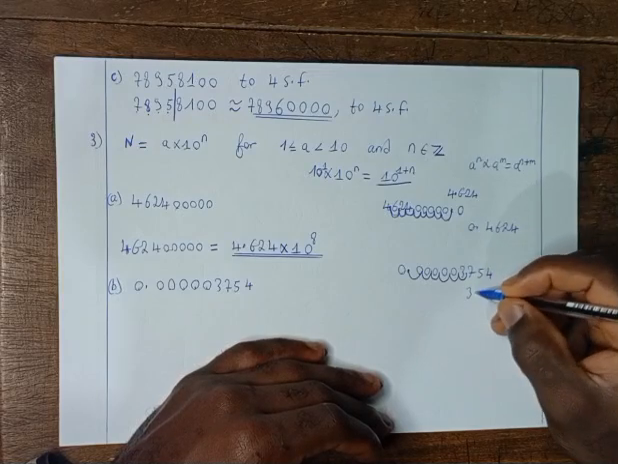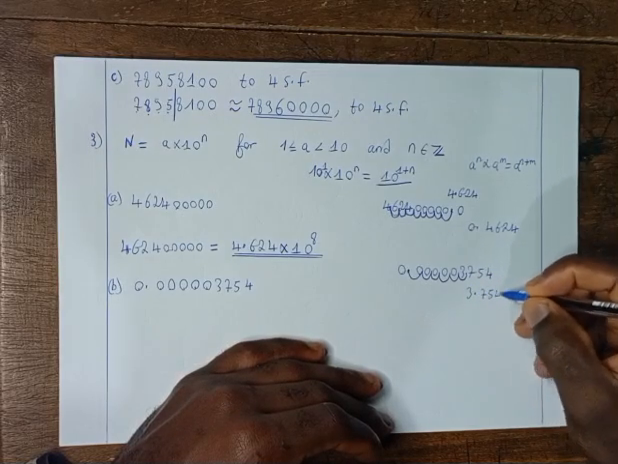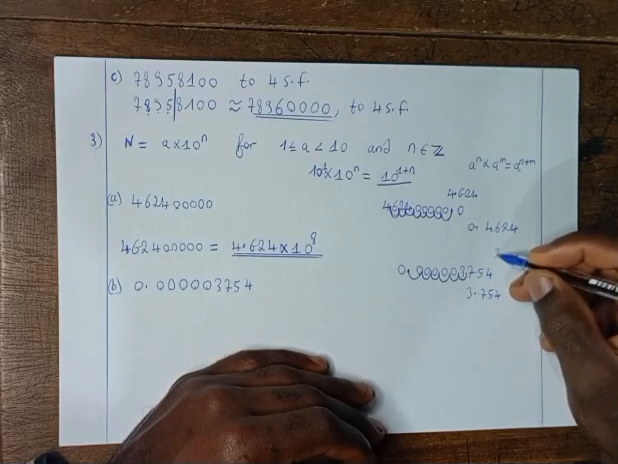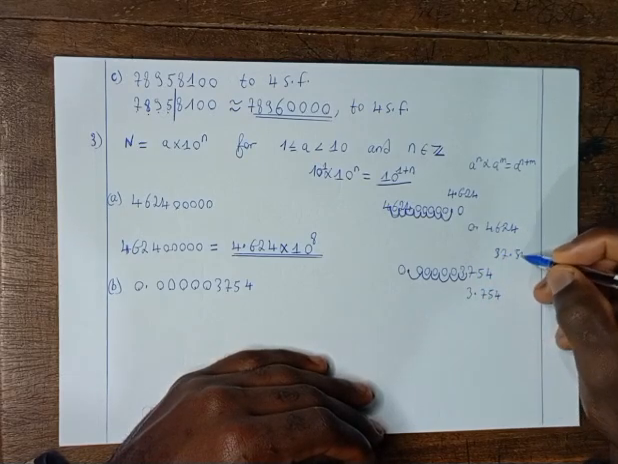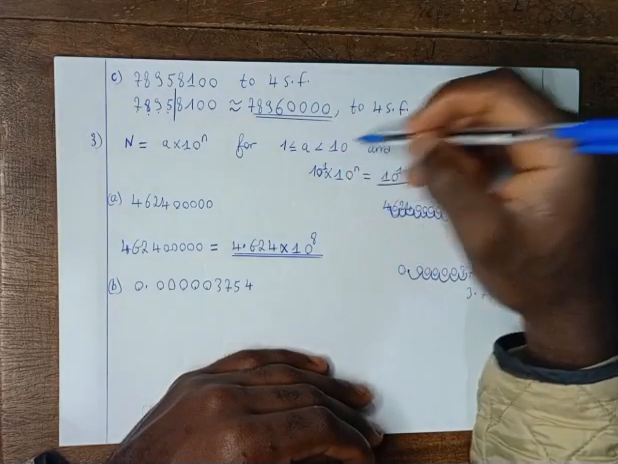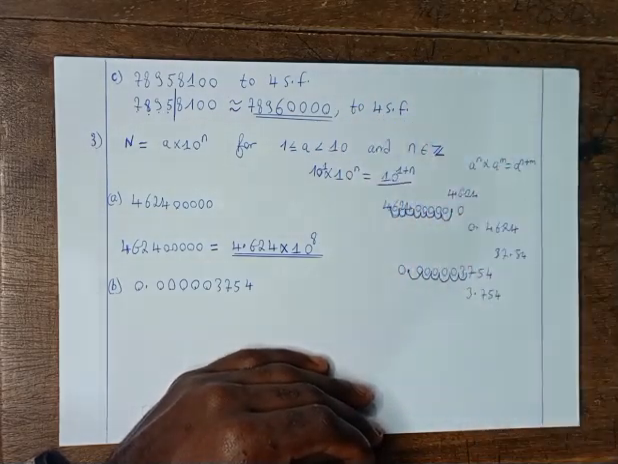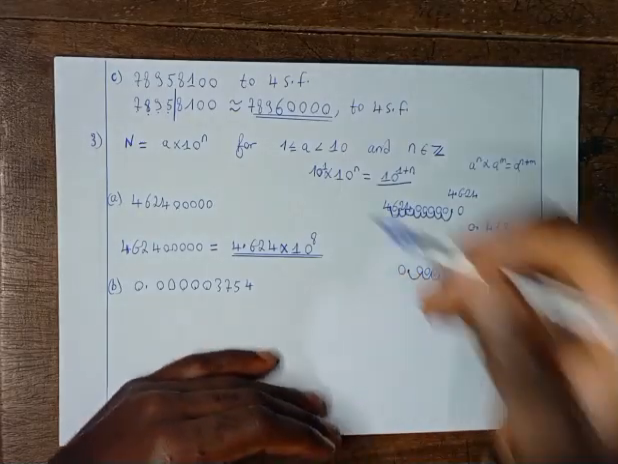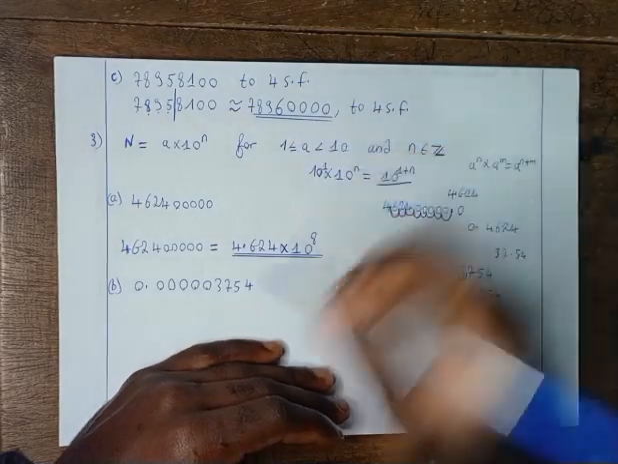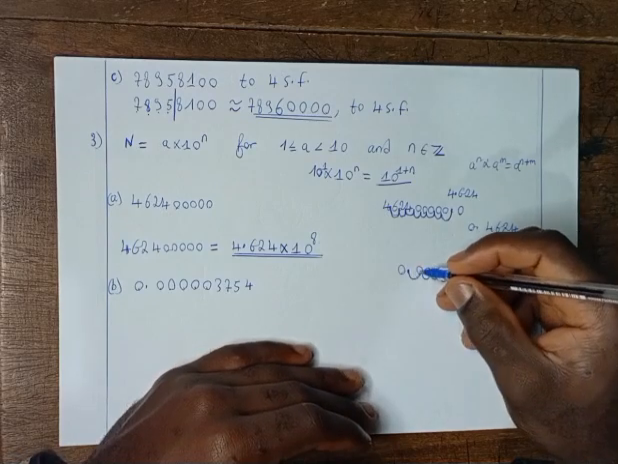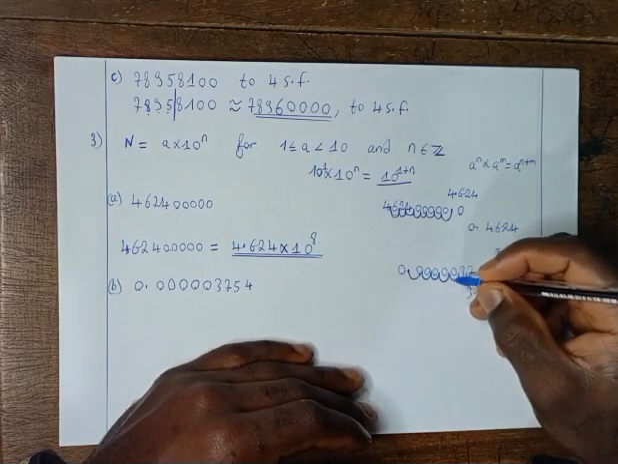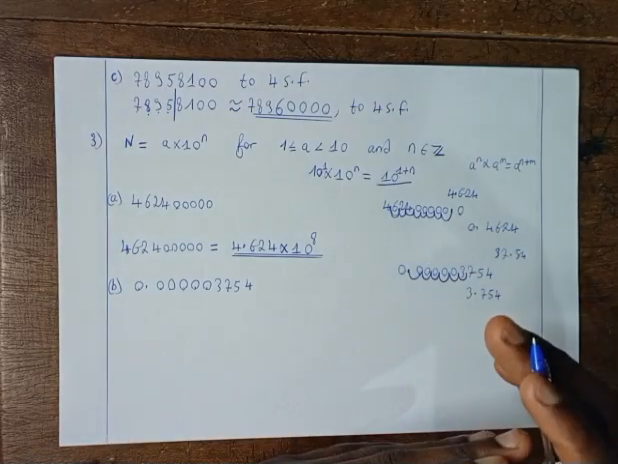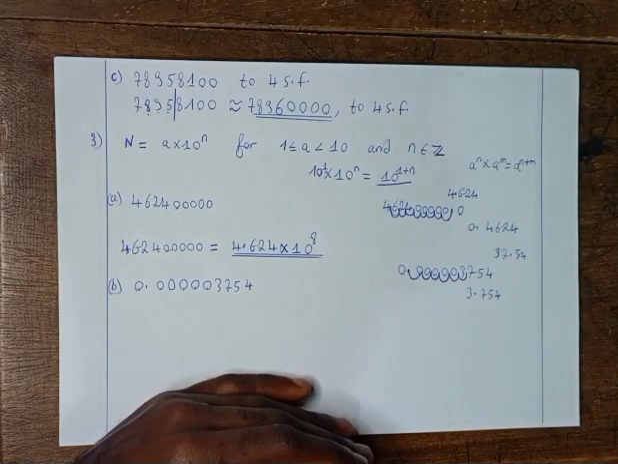So this will give us a 3.754. If we end between 7 and 5, this will give us 37.54, which is greater than 10. And we know a cannot be greater than or equal to 10. So when doing a movement, you do it in such a way that you will have your value for a, which lies between 1 and 10. So we are going to move 1, 2, 3, 4, 5, 6. 6 places to the right. The power will simply be negative since the movement was done to the right.